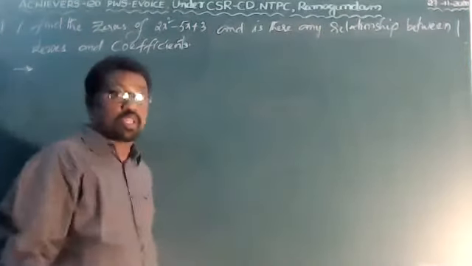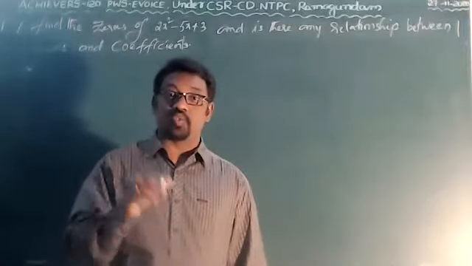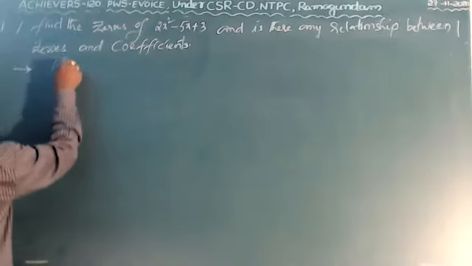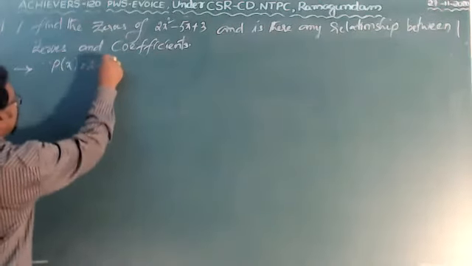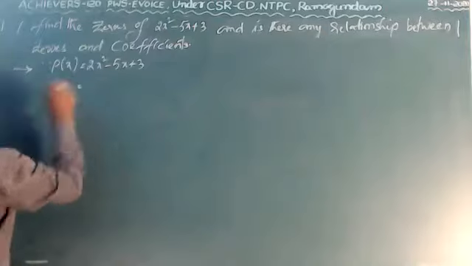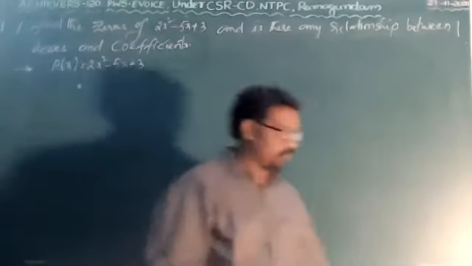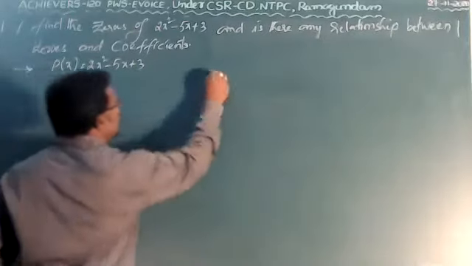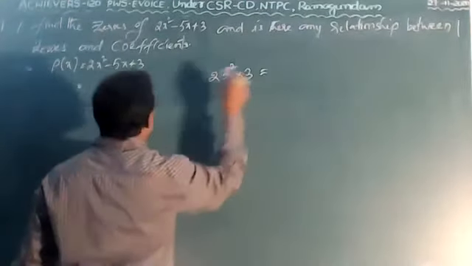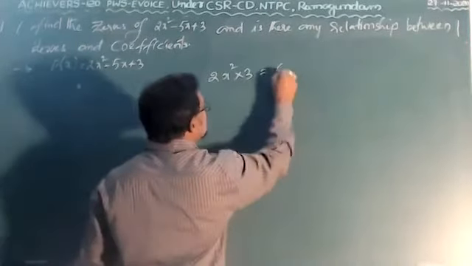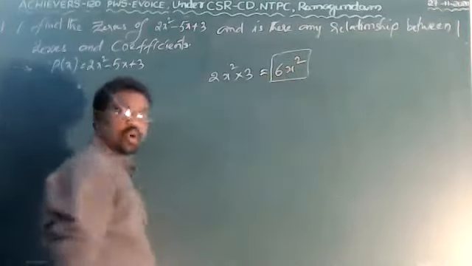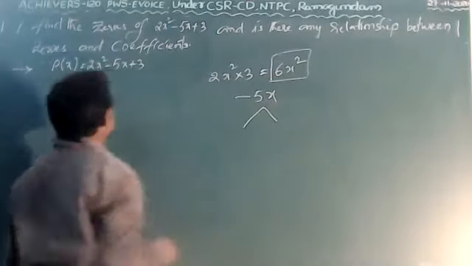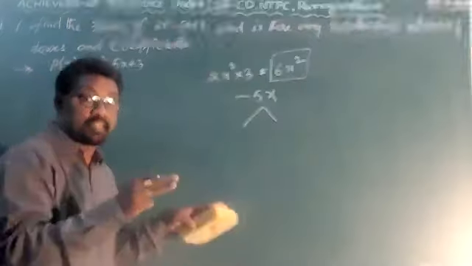Let me see this one. First, what we have to do? We have to find the zeros from the polynomial. Since p of x is equal to 2x square minus 5x plus 3, first factorization you have to do. First, multiply these two. Listen carefully. 2x square into 3 is 6x square. Now take the middle term. Middle term is minus 5x. You have to split.